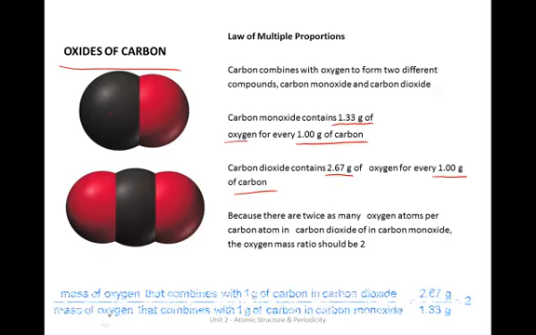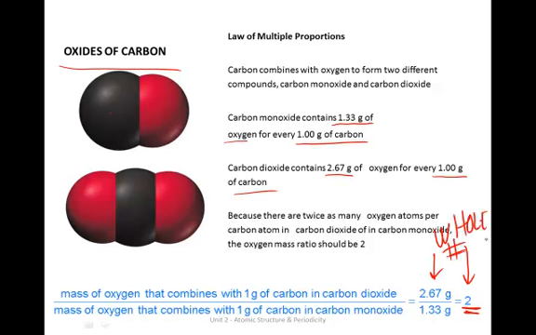So what we're going to do is place the mass of oxygen that combines with 1 gram of carbon in carbon dioxide over the mass of the oxygen that combines with 1 gram of carbon in carbon monoxide, and you get a ratio of 2.67 to 1.33, or a whole number ratio of 2. Okay, and that is the big fact here: if you're comparing 2 different molecules that have the same 2 elements comprising them, the ratio of those mass ratios will always equal a whole number, an integer. Okay, and that's what we want to take away here.